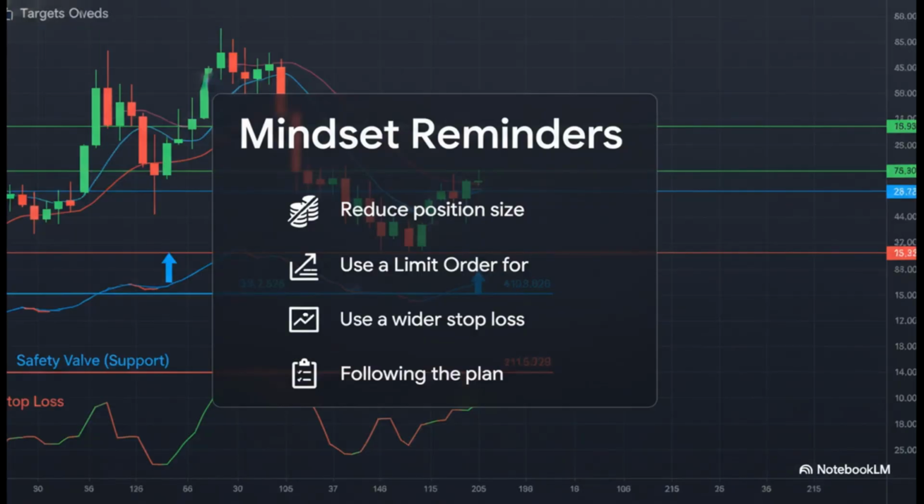Just a few final but really important reminders on mindset. First, because there's all this news volatility, you're going to reduce your practice position size, maybe cut it in half. We want less risk. Second, you want to use a limit order to get the specific price you want. And third, don't use a super tight stop loss on this one. You got to give the trade a little room to breathe with all that's going on. But really, the most important thing to remember is this: following the plan perfectly is the win. The outcome doesn't matter as much as the discipline.